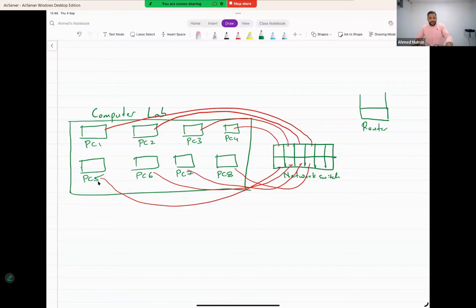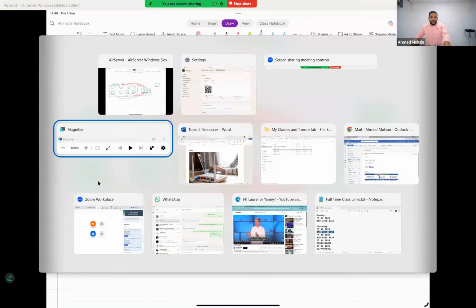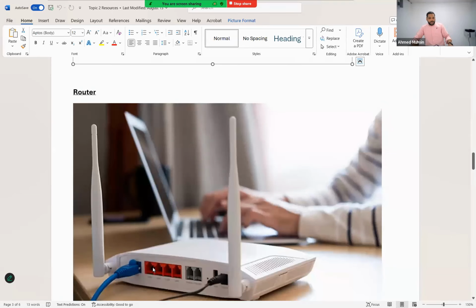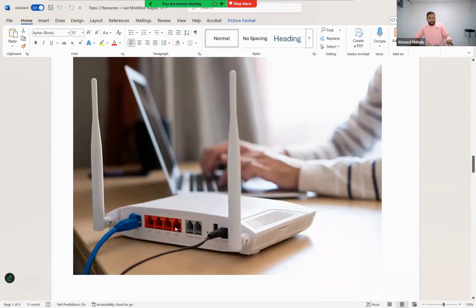Connect the switch to the router, right? Isn't it? Can you guys see? Look at the router, guys. Everyone, can you all see? A router supports wired connections. Can you all see? Up to 4.